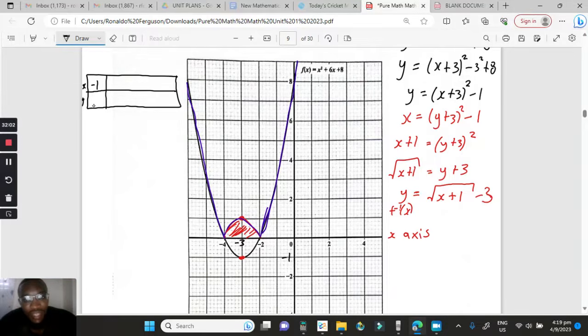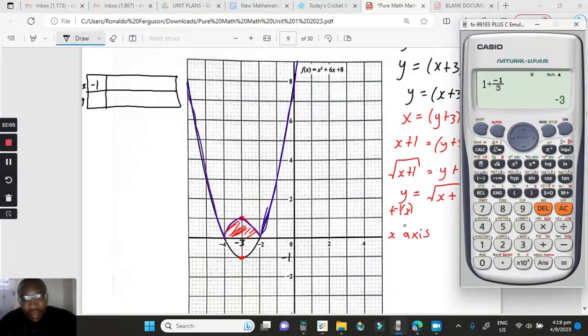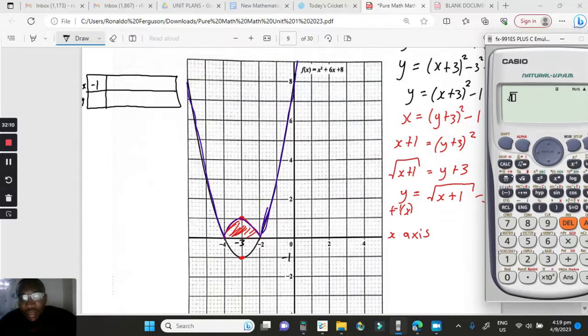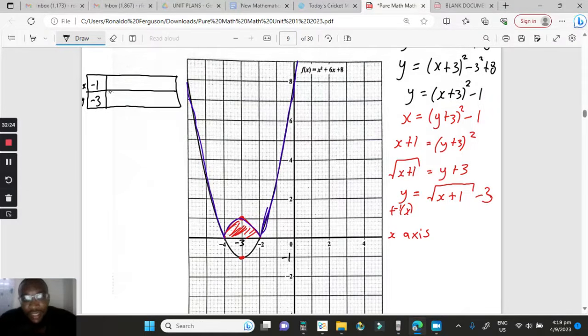So the inverse value, you put it in the function right there. Bring out a calculator, and you put in square root, negative 1 plus 1, leave the square root, then put your minus 3. You put that in the calculator, notice you get negative 3. So when x is negative 1, y is negative 3. When x is 0, you put 0 here, you get 0 plus 1 is 1. Square root of 1 is 1. 1 minus 3 is negative 2.